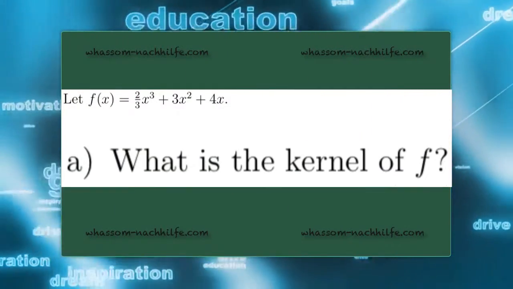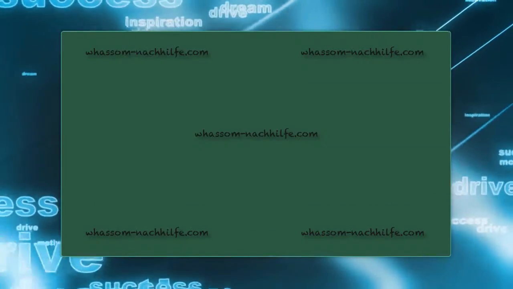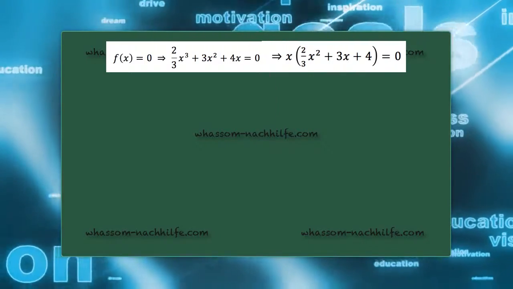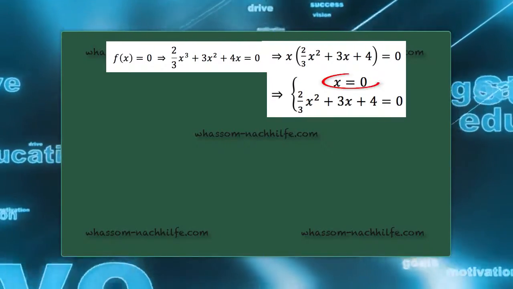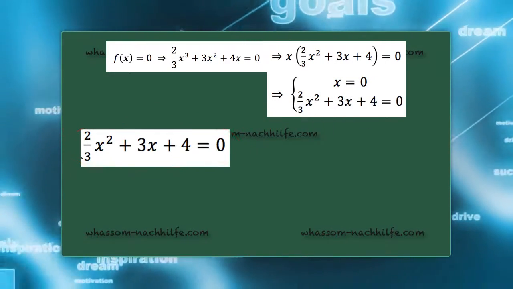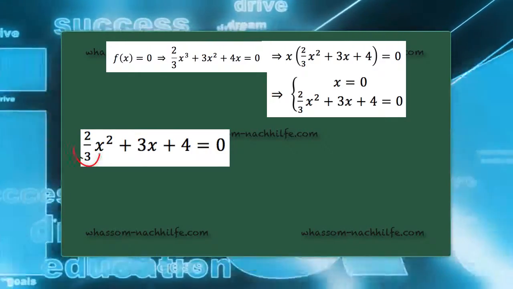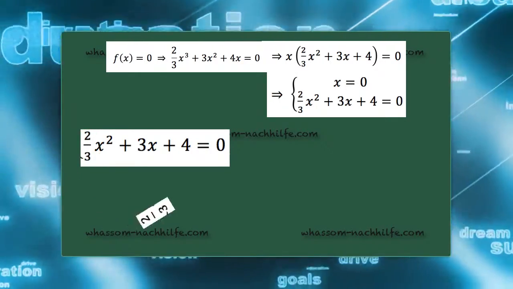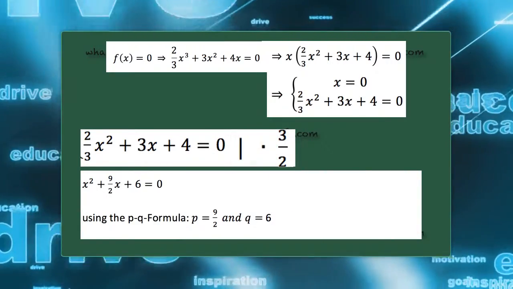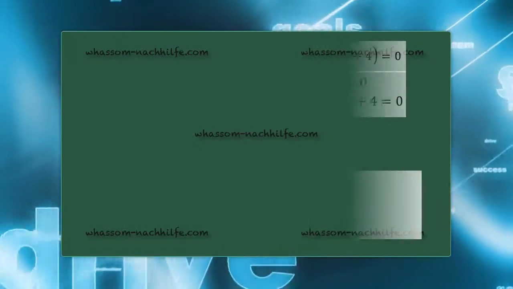First of all, we're going to take the kernel, and to do that, we're going to first set the function f of x equal to 0. Then we're going to factor x to obtain a product with, on the one hand, x equals 0, and on the other hand, 2/3 of x squared plus 3x plus 4 equals 0, which we are going to solve using the PQ formula or whatever formula you might know. And of course, making sure that the coefficient of x squared is equal to 1.